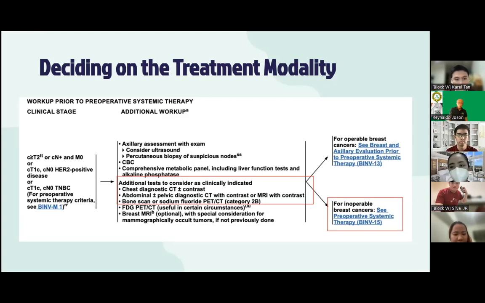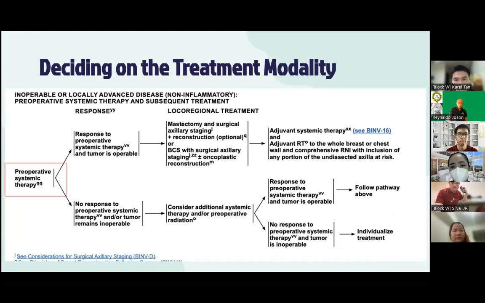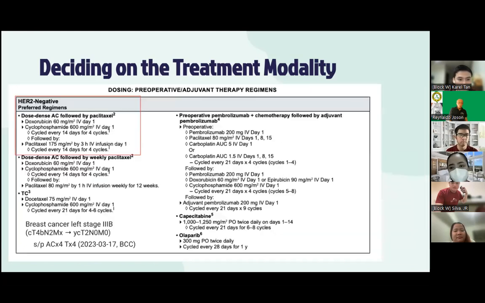So next slide, please. So yes, now we consider preoperative systemic therapy. Next slide. Following the algorithm for the specific regimen, given that the patient is HER2 negative, we followed the preferred regimen in the slide and chose to do the dose-dense doxorubicin and cyclophosphamide followed by paclitaxel for 4 cycles, as shown in the history a while ago. This decreased the size, as mentioned earlier, also the T2N0M0 clinically, which is now more operable.